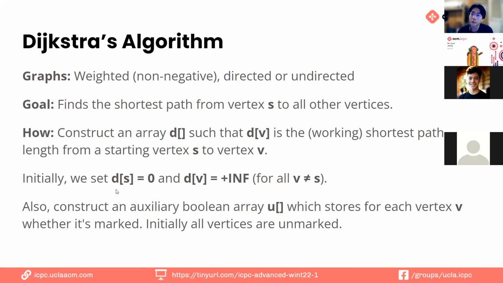And for each node, we're also going to keep track of an additional piece of information, whether or not that vertex is marked. We're going to see why we want to keep track of the marked or unmarked vertices. But initially, all the vertices are going to be unmarked, even the starting vertex.